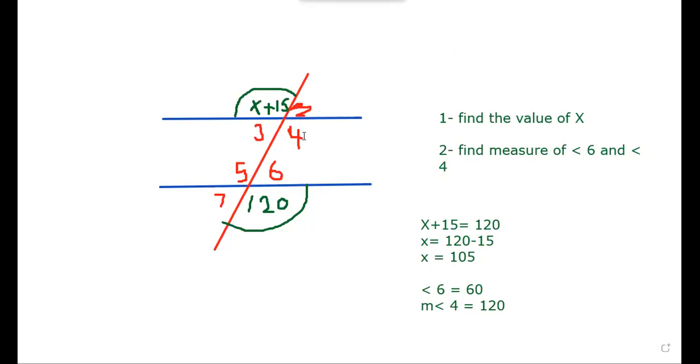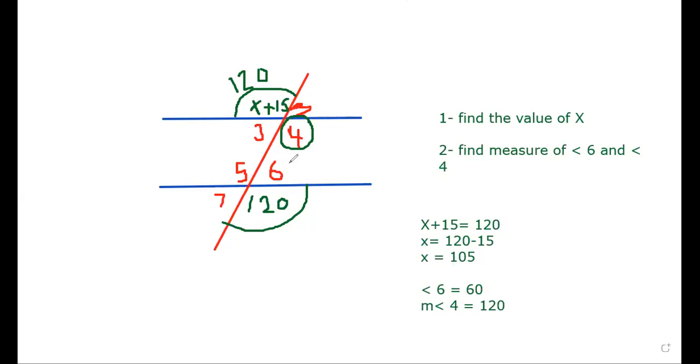Because it's corresponding angles, okay? So for any diagram, we have to determine the position of the angles first, or vertical angle. We said already that the angle at the top here should be equal 120. So this one is 120 because they are alternate exterior angles. So we can find directly 4 by vertical angles.